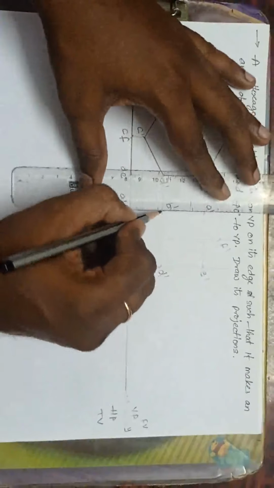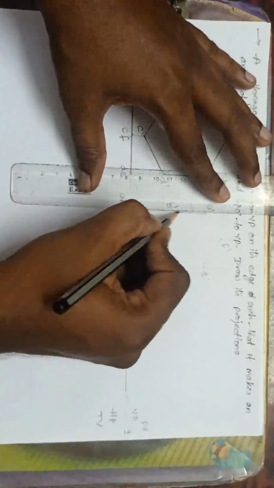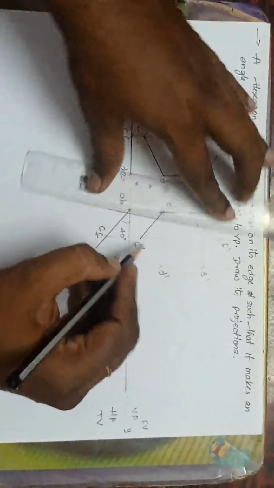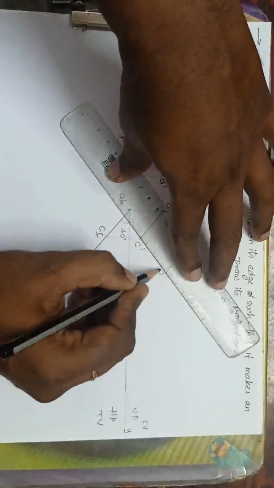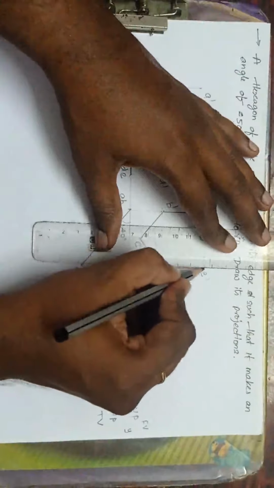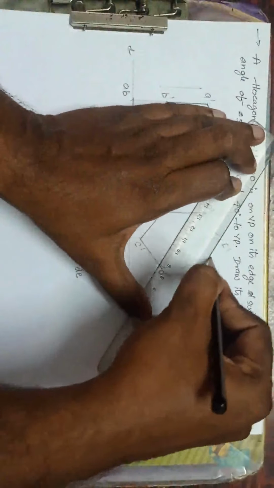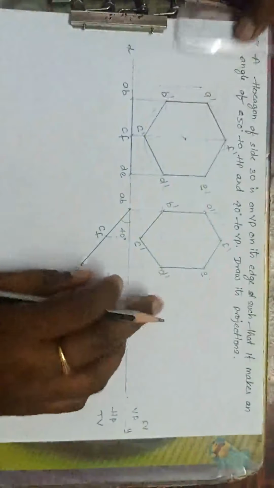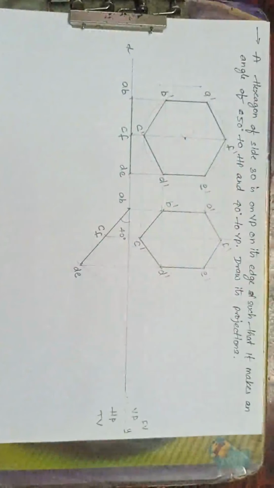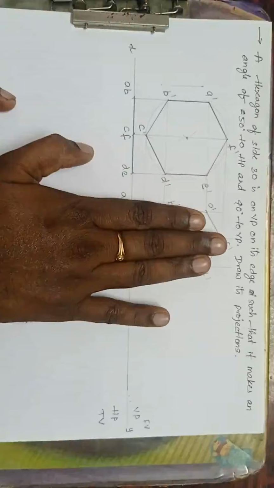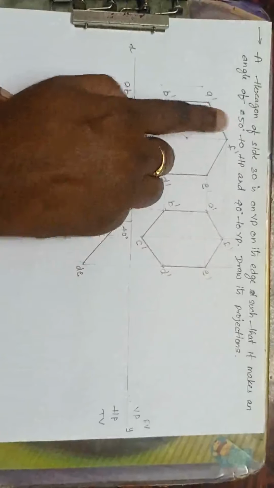Join all the points and make it dark. A dash, B dash. Okay, C dash, D dash. D dash, E dash. E dash, F dash, and A dash, F dash. Then we have got the plane, something like this. Done. Now I have to make this plane inclined with HP at an angle of 50 degrees.